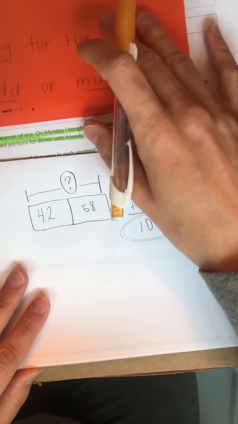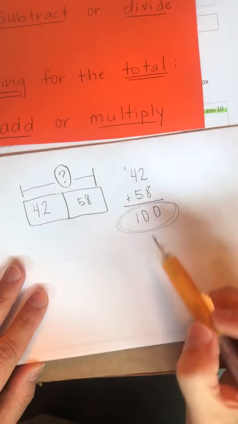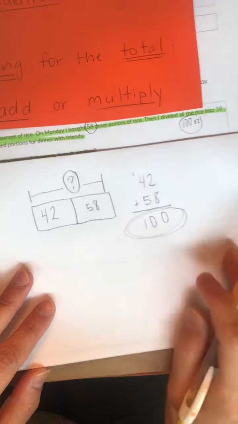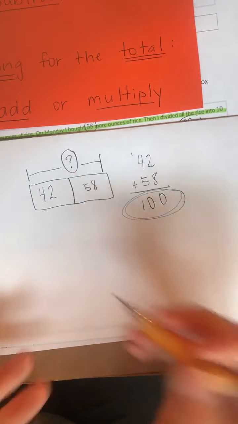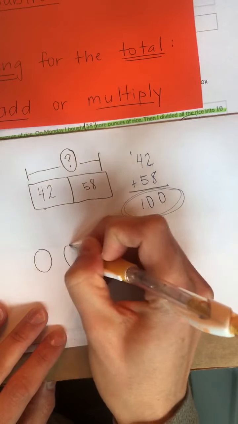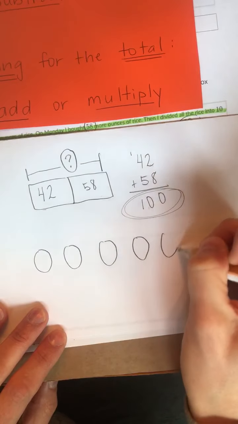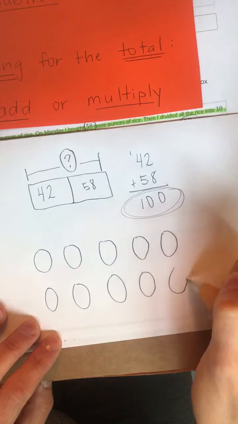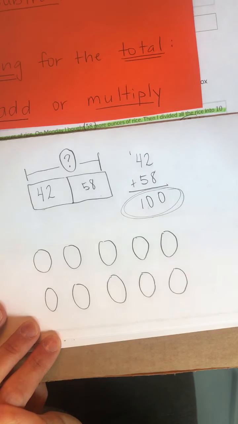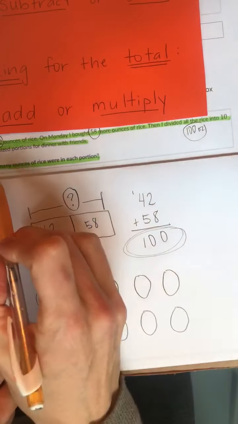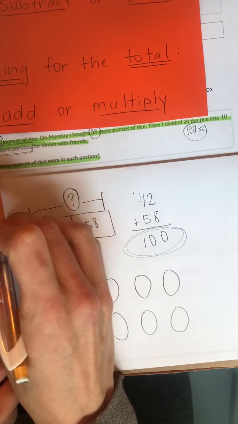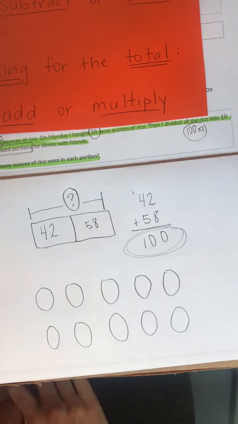So, we have 100 ounces of rice and we have 10 people coming over for dinner. So let's draw a picture to show those 10 people. 1, 2, 3, 4, 5, 6, 7, 8, 9, 10. Great job. Now it says the size of the portions need to be equal. So everyone needs to get the same amount of rice.